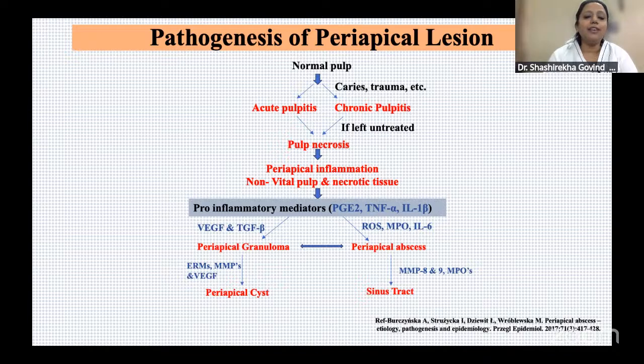If it is left untreated, pro-inflammatory mediators will activate, and that will form the periapical granuloma. Again, if the granuloma is not treated on time, it can lead to periapical abscess, and in turn it can go to a sinus tract. And based on the host response and the condition, depending on which type of mediators are involved, it can lead to a periapical cyst.